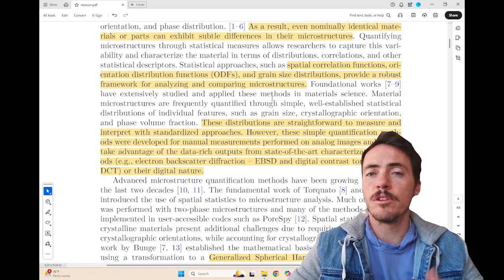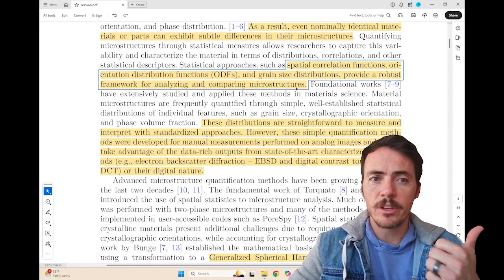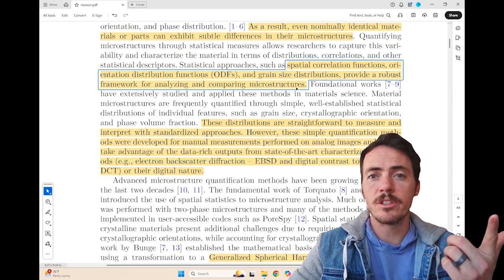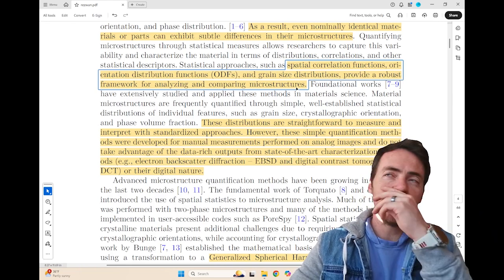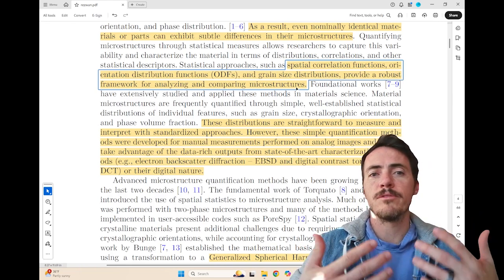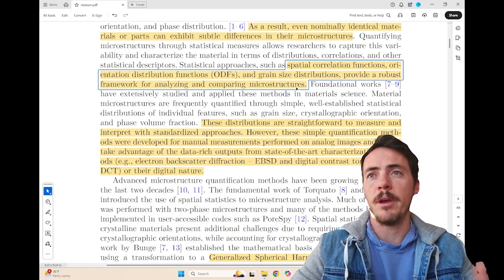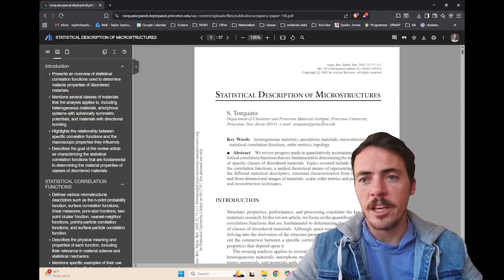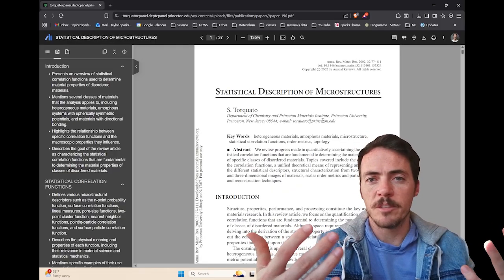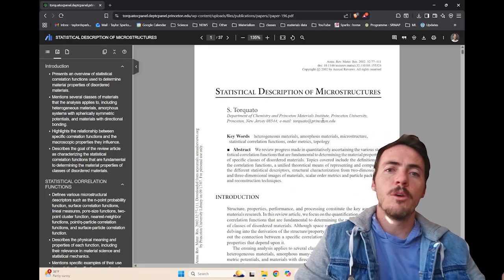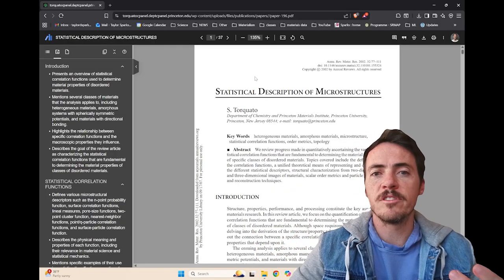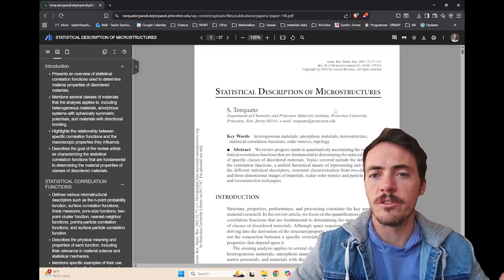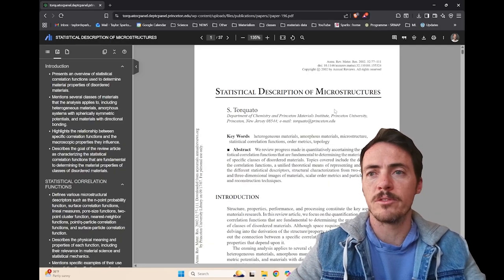And so statistical approaches, things like spatial correlation functions, orientation distribution functions, grain size distributions, these have been used for a long time as a sort of robust framework for analyzing and comparing microstructures. In fact, they point out some foundational work. This is an Annual Reviews of Material Science paper that goes clear back to 2002, where Torquato talks about some of these different statistical descriptions of microstructures that can be used to quantify the microstructure.